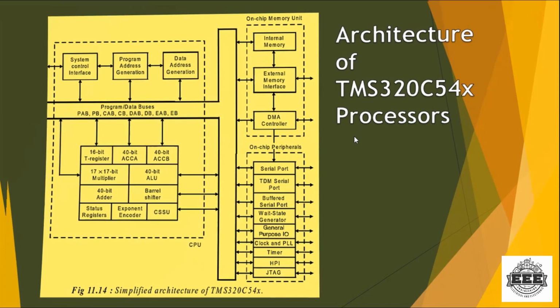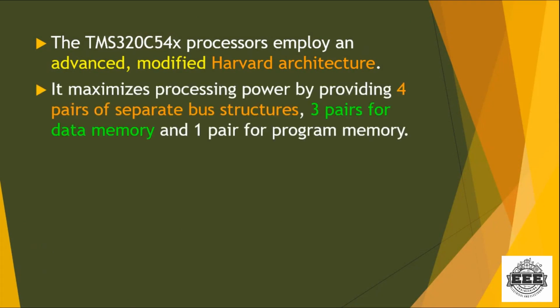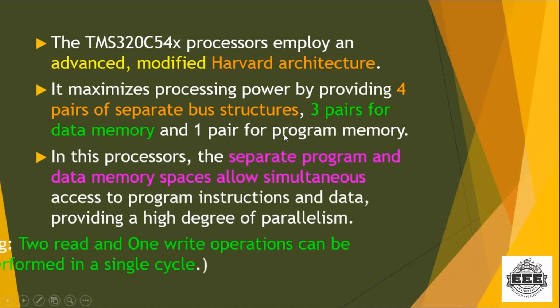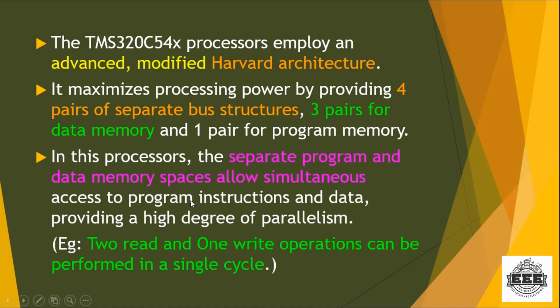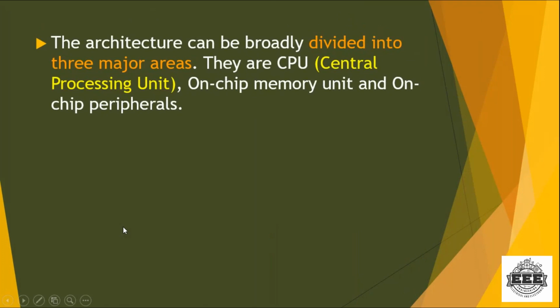Then we are going to see some general things about the 54x processor. This processor has a modified hardware architecture, and it maximizes the processing power by providing 4 pairs of separate bus structure: 3 pairs for data memory and 1 pair for program memory. In this processor, separate program and data memory space allows simultaneous access. For example, 2 reads and 1 write operation can be performed in a single cycle itself. So that is a special data memory feature.